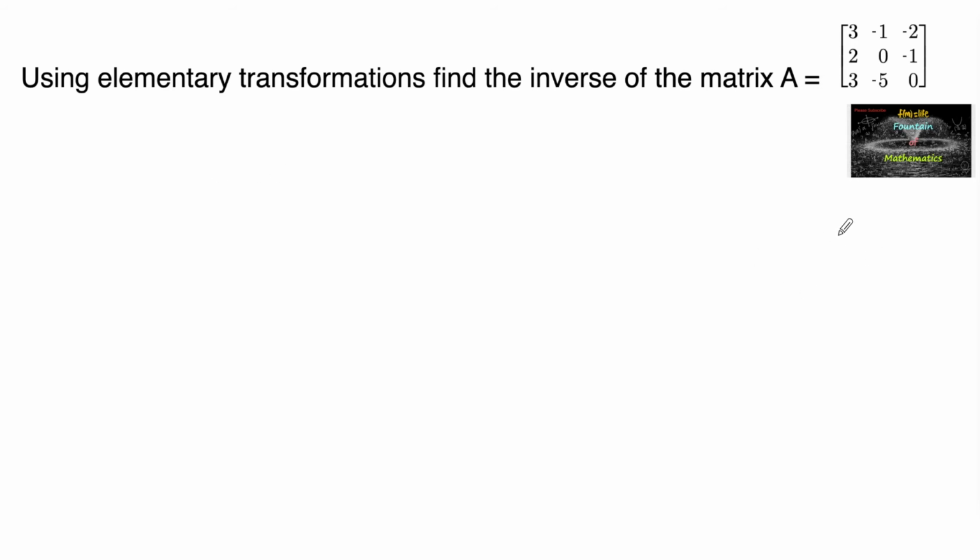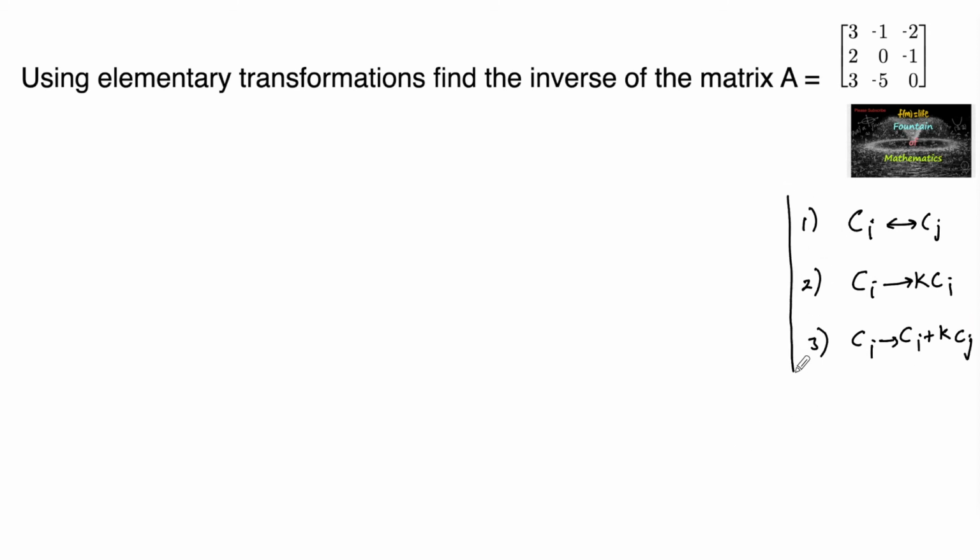Since we know the column transformations, so we can write: interchanging of any two columns, or the multiplication with some non-zero constant k, k is not equal to 0, and third, adding to a column a multiple of any other column, with some scalar. Let's apply these three operations.